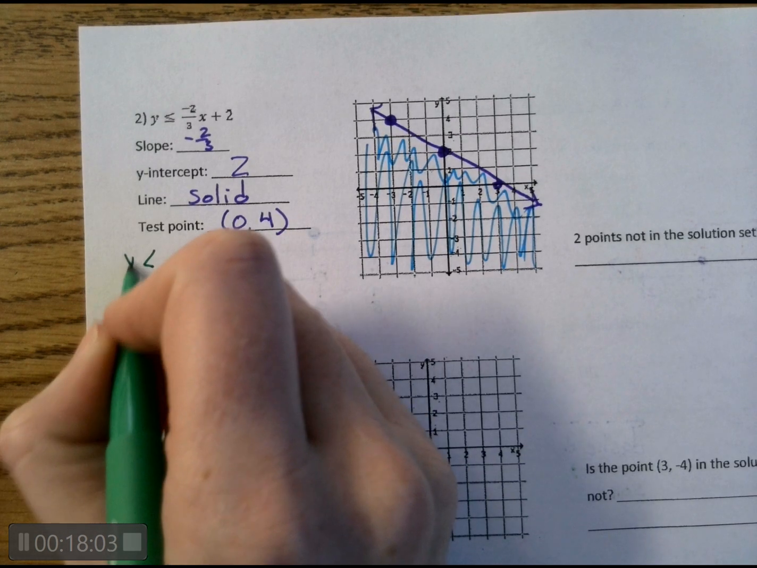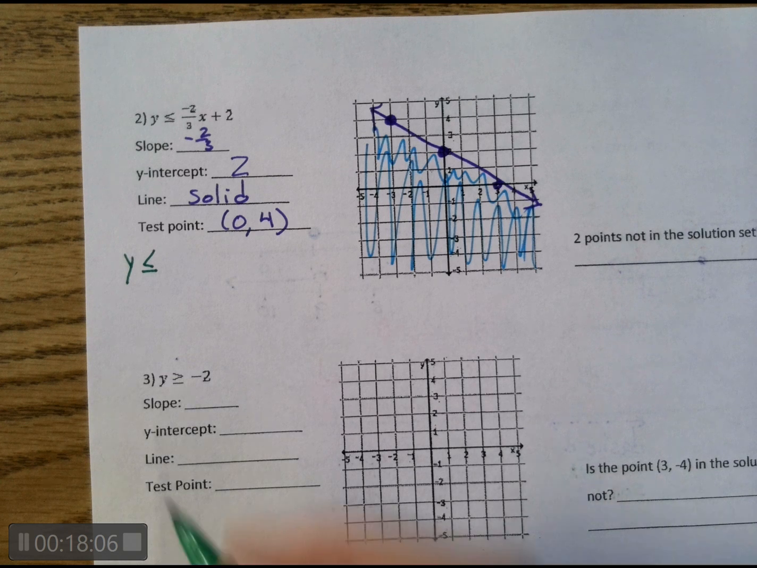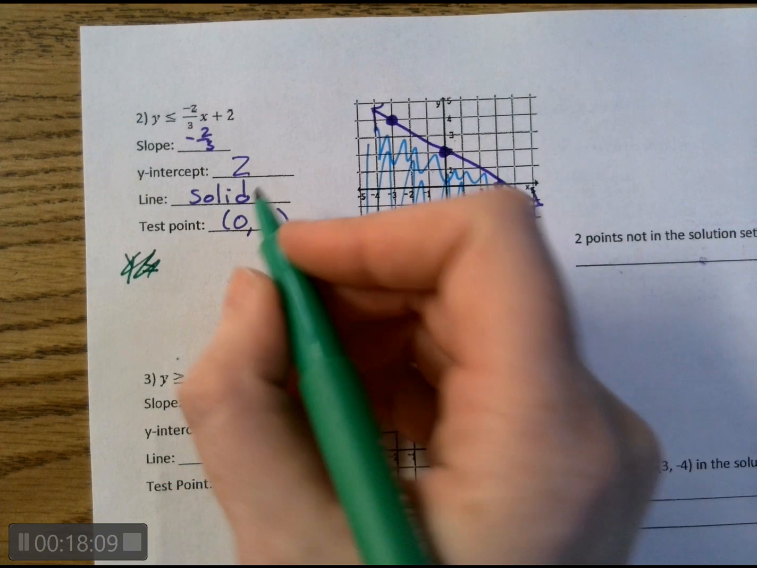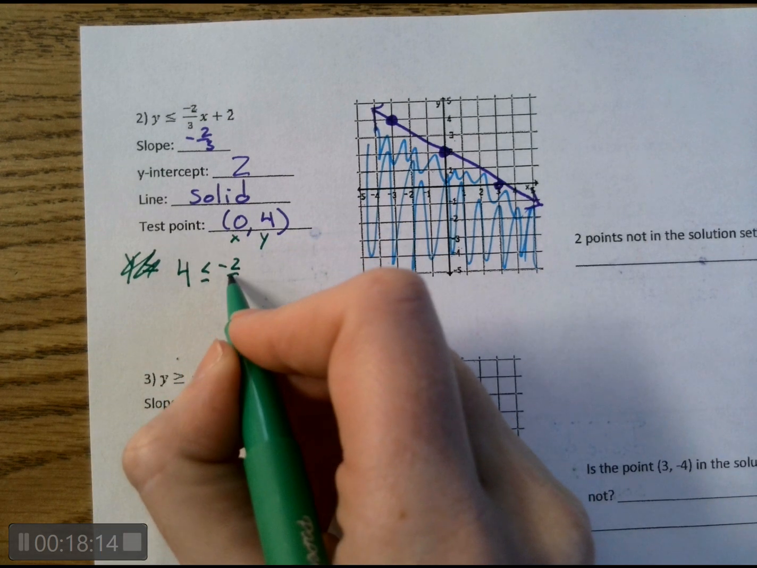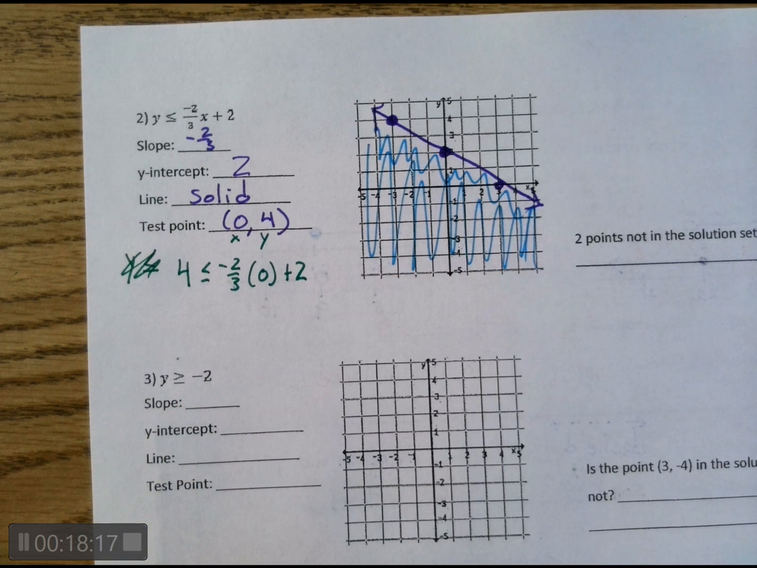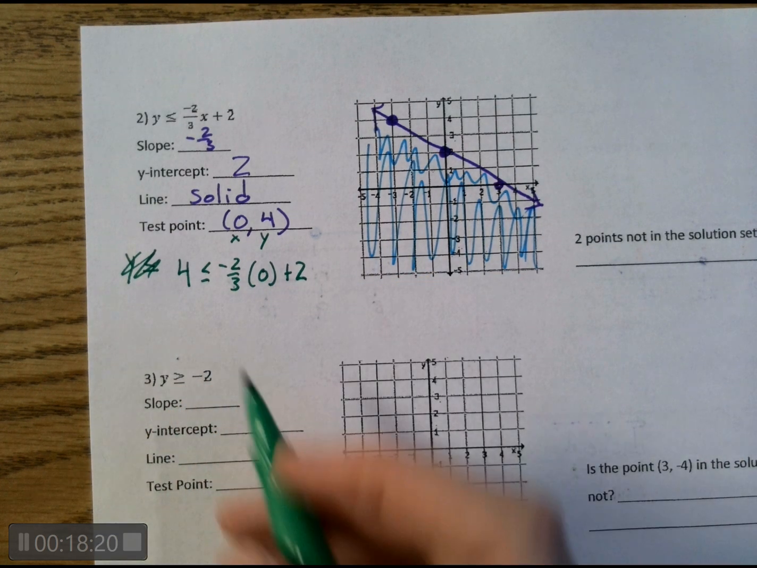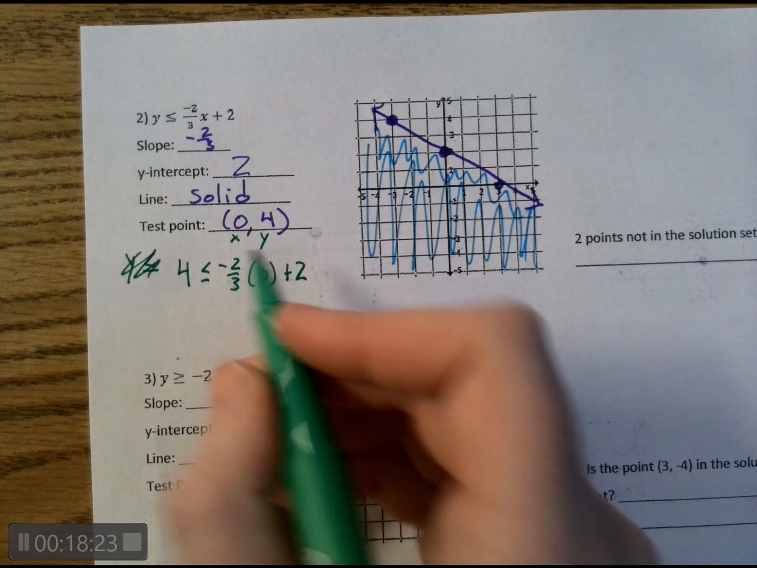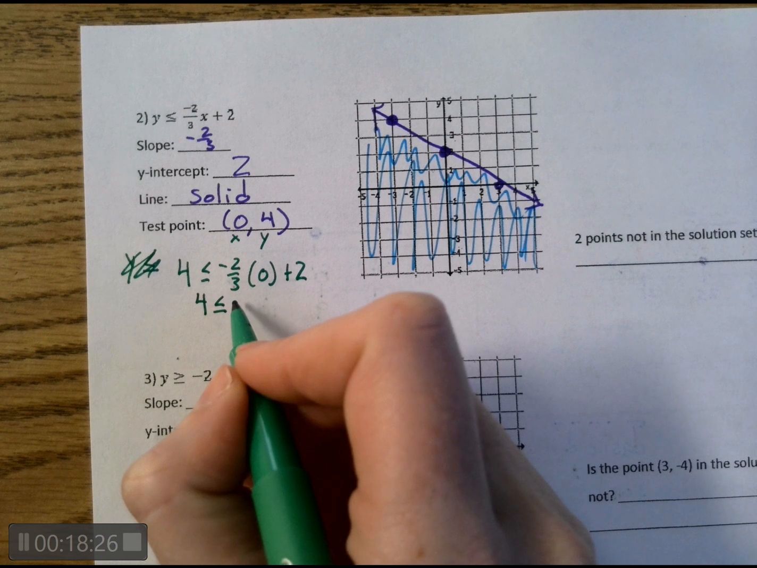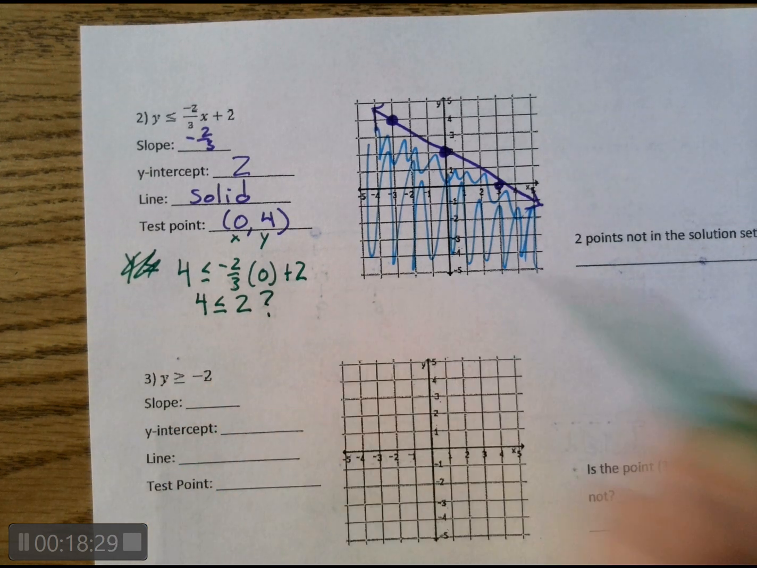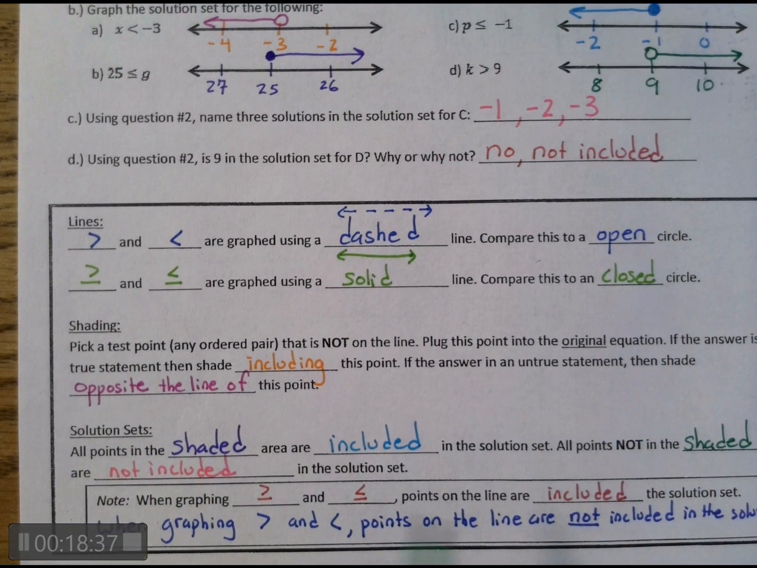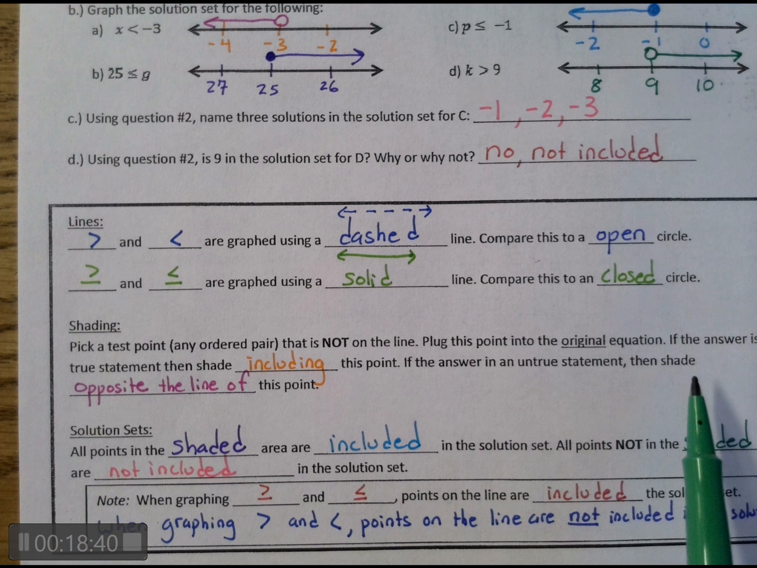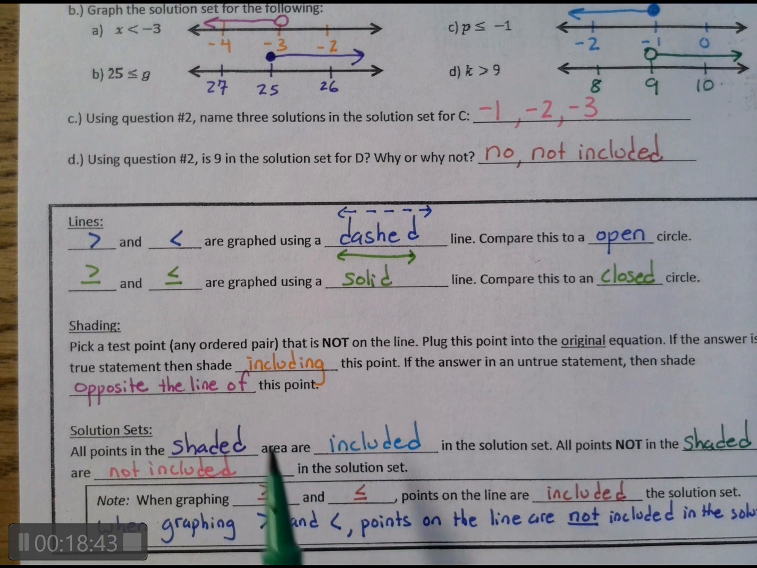So, y is less than or equal to, oops, sorry. Since it's 0, 4, this is my x, this is my y. So, 4 is less than or equal to negative 2/3 times 0 plus 2. Well, negative 2/3 times 0 gives me 0. So, is 4 less than or equal to 2? No. So our test fails, which is why if the answer is an untrue statement, then shade opposite of the side of this point.